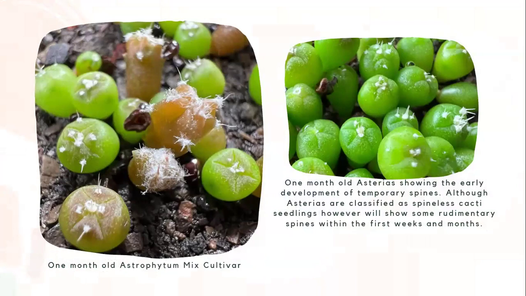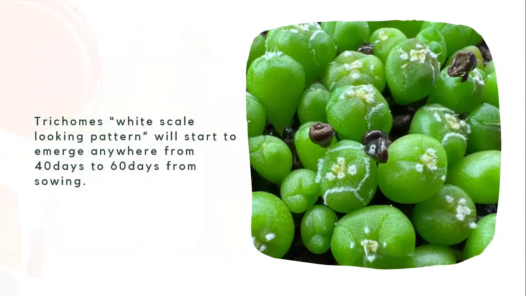So this is what they look like. One month old babies. Yeah, and they're so cute, right? At 1 month old, they develop these temporary spines. But later on, they're just going to disappear. They're probably part of maybe the ability of the cactus to collect water in the habitat. Probably that's why they have spines. Then later on, it will just be gone. And from 40 to 60 days from sowing, they're going to start developing their trichome patterning.